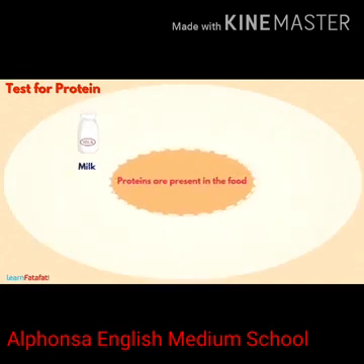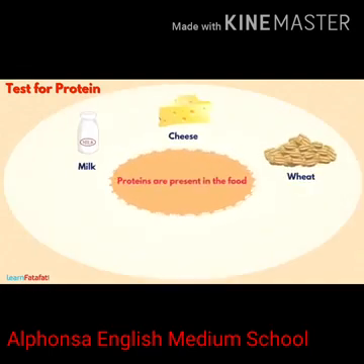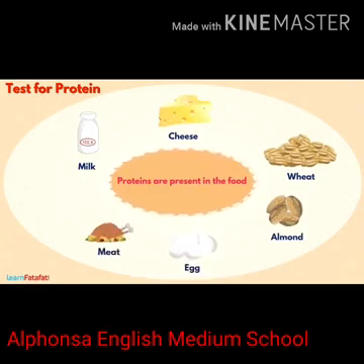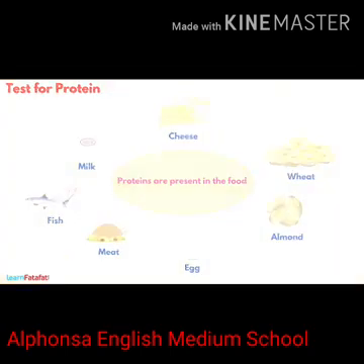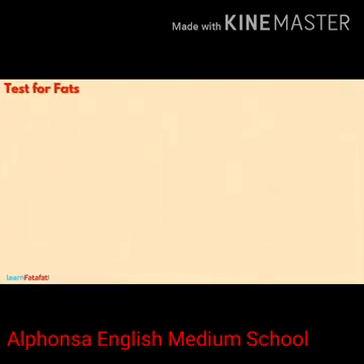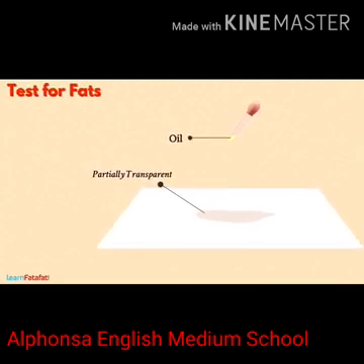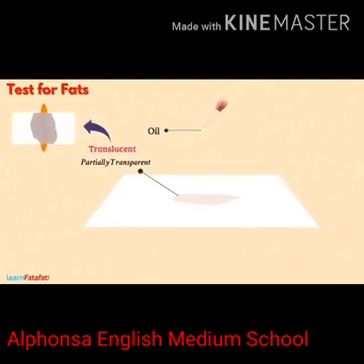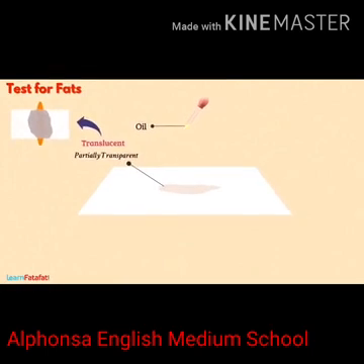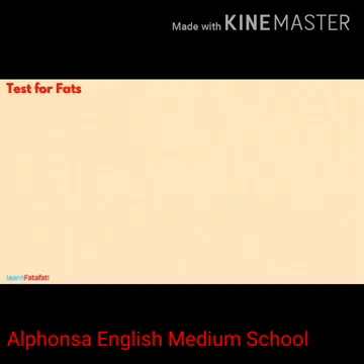Some of the food items rich in proteins are milk, cheese, wheat, almond, egg, meat and fish. Next we have the test for fats. If we put a drop of oil on a paper and hold the paper towards a light, we can see that the part where the oil has been put is translucent. This shows that it is rich in fat.